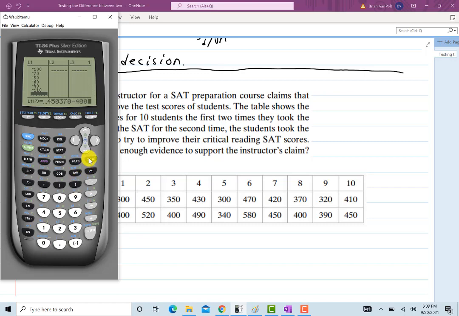Let me clear this. Number 7, I think I made a mistake. See, this is why you keep your eyes peeled on that 7 and make sure it's the right one. 420 minus 450. Enter that. 370 minus 400. 320 minus 390. And then finally 410 minus 450.